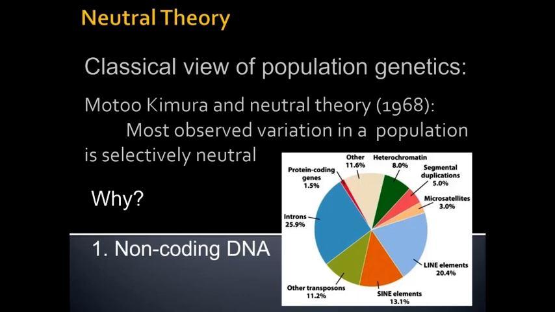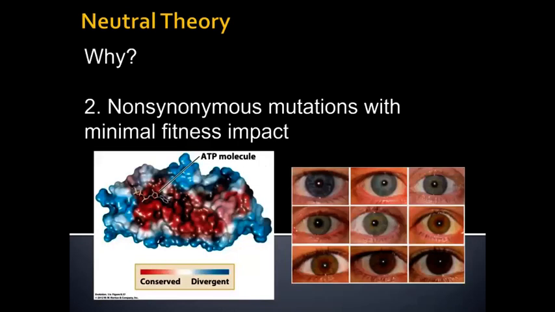But there are other reasons also beyond just the non-coding DNA. And if you think back to the genetic code, you already know one of these, and some of them you may have come across or even guessed. So number 2, non-synonymous mutations with minimal fitness impact. So remember, a non-synonymous mutation means that we've changed the protein. So sometimes mutations occur, they change the protein, but yet there's still no overall impact on fitness.